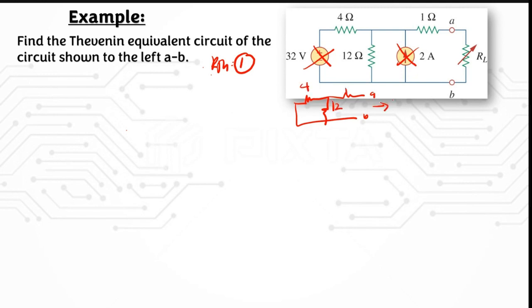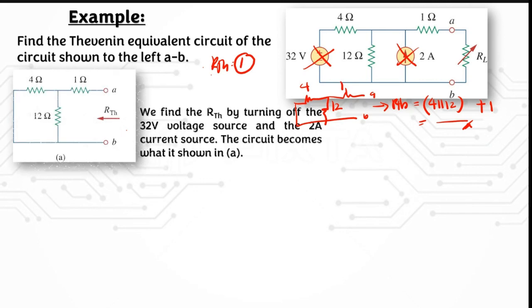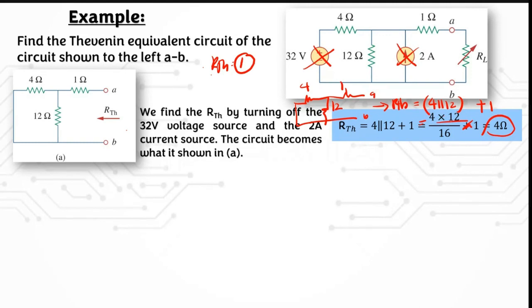In order to get your RTH, 4 is in parallel with 12, and then plus this 1, and then you can get the value for your RTH. It's as easy as that if you don't have any dependent source in your circuit. If you calculate, you get your RTH equal to 4, using this formula as I showed you.